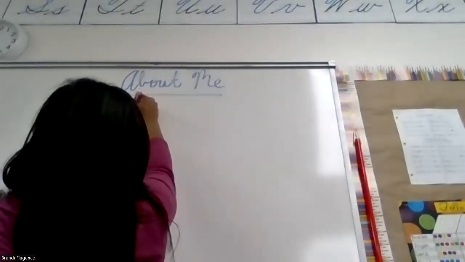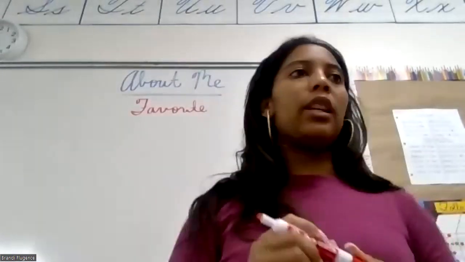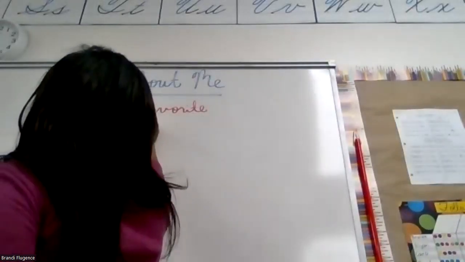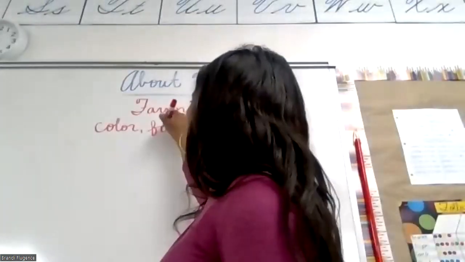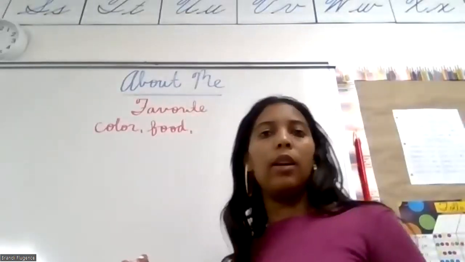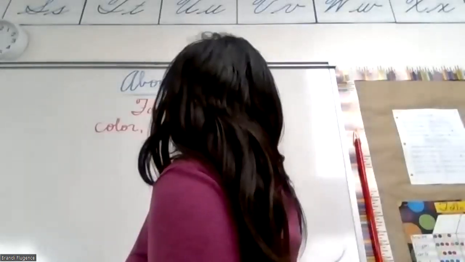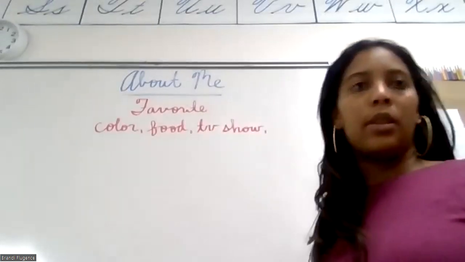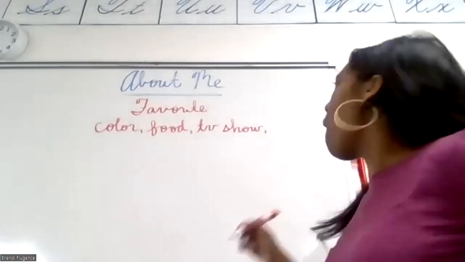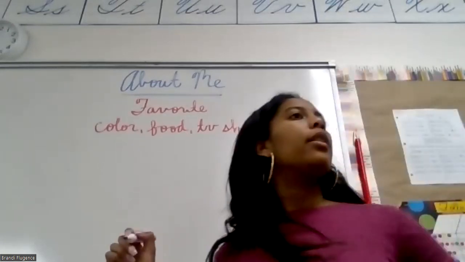So if we're talking about our favorites, what are some things we could say? What are some favorites we can give? Our favorite color. What else could we give as a favorite? Favorite food. Favorite TV show that we like to watch. What else? Your favorite chore around the house, if you like to do chores.